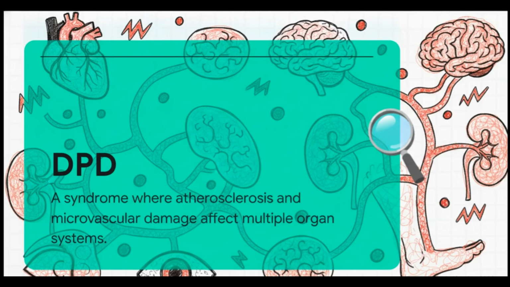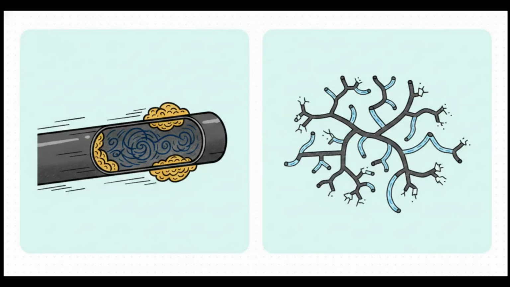We absolutely have to stop viewing these diabetic complications as separate, isolated diseases. It is one systemic attack. To make this easier, picture it like this. Think of macroangiopathy as damage to your major highways, your large arteries. Because the blood flow there is really fast and turbulent, these highways are super prone to atherosclerosis, or plaque buildup.